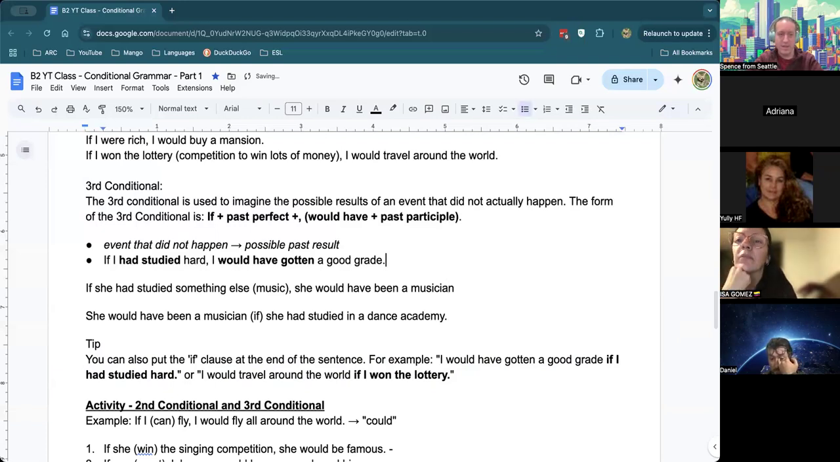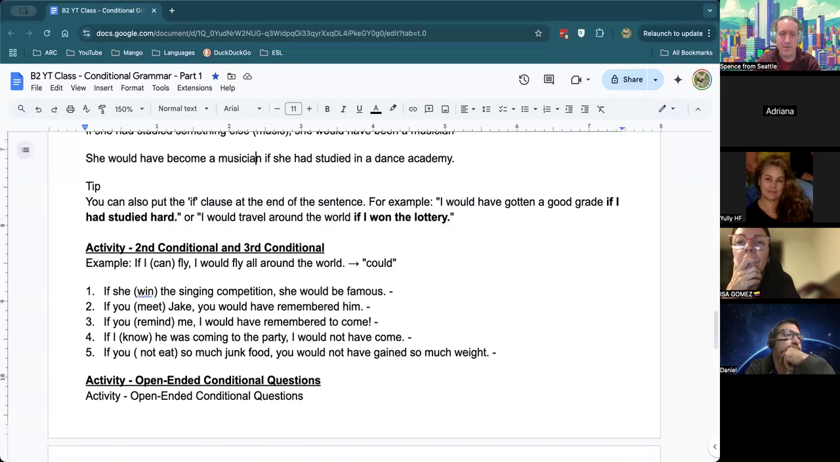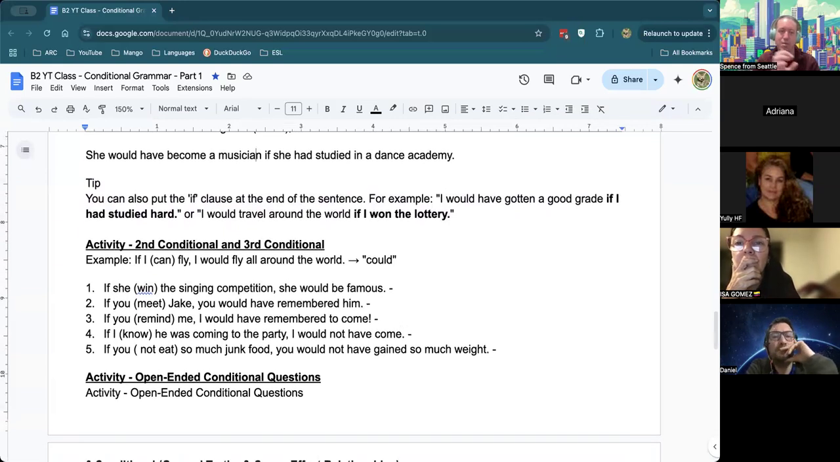Okay, yeah, exactly. So she would have been a musician if she had studied. And it might be better to say like become, even. She would have become a musician. Okay, cool. So yeah. So we can put the if in the middle or we can put it at the beginning. Depends what we want to emphasize.